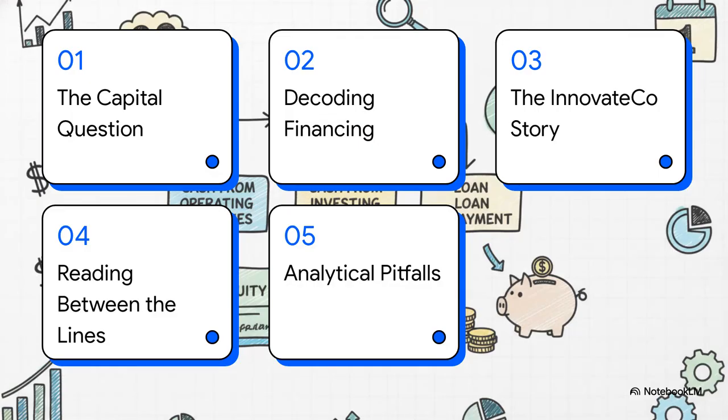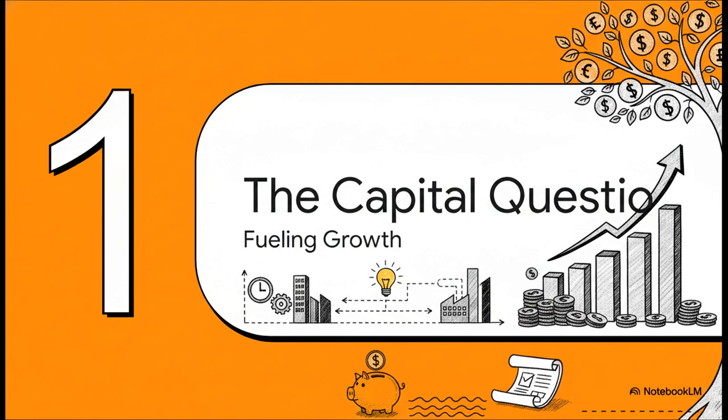And to answer that, we've got a pretty clear roadmap for our lecture today. We're going to start with what I call the capital question. Then we'll dive in and decode the language of financing activities. From there, we'll apply what we've learned to a case study so you can see it in action. Then we'll learn how to analyze these statements like a seasoned pro, and maybe most importantly, I'll walk you through the common traps that students and professionals fall into. So let's get started. All right, section 1, the capital question.